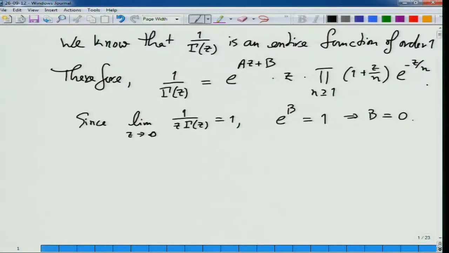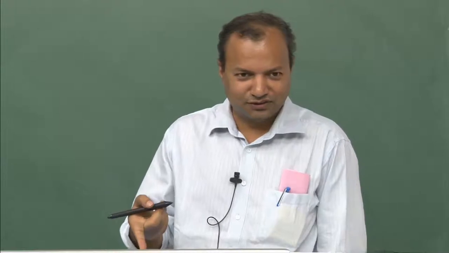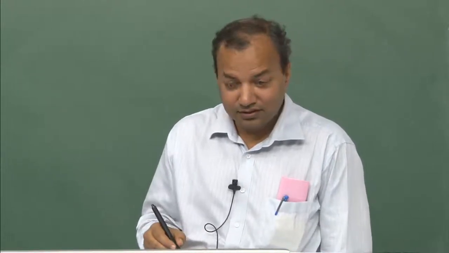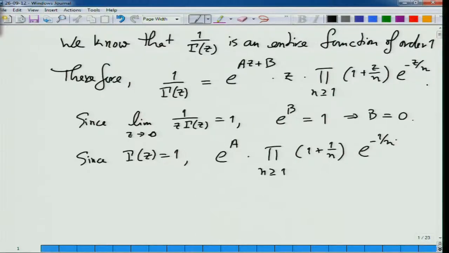Okay. Now, what about gamma z at z equals 1? Of course, that is 1. So, let us plug that in also for z equals 1. What do we get? e to the a times the product over n greater than or equal to 1 of 1 plus 1 by n, e to the minus 1 by n. This is equal to 1.